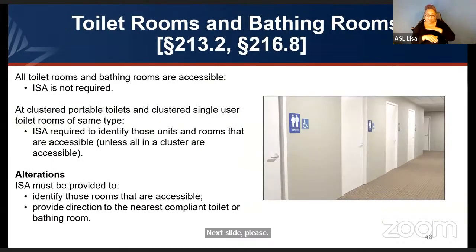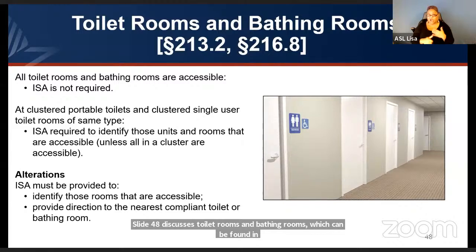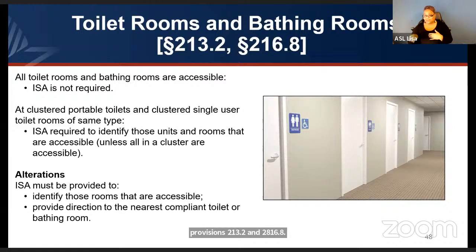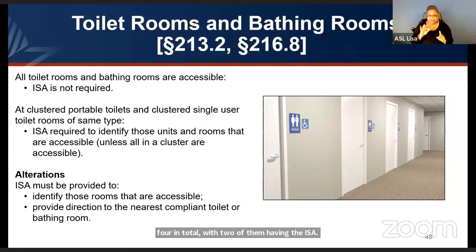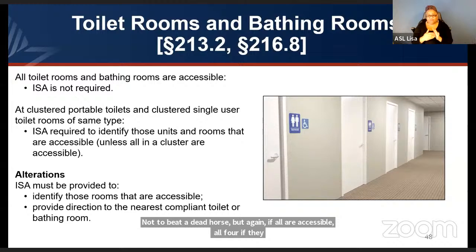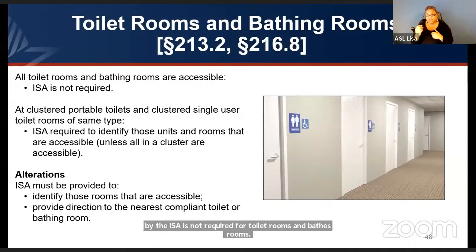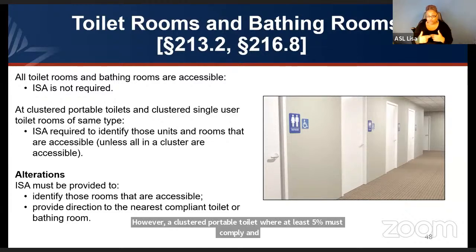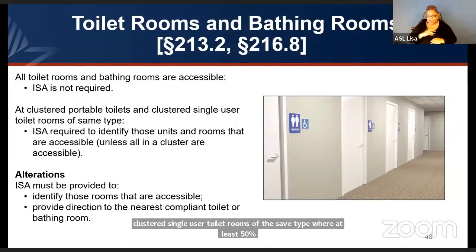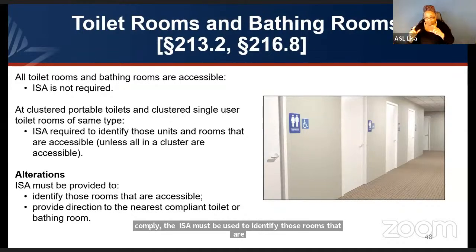Slide 48 discusses toilet rooms and bathing rooms, which can be found in provisions 213.2 and 216.8. The image on this slide shows a hallway of clustered single-user toilet rooms, 4 in total, with 2 of them having the ISA. Not to beat a dead horse, but again, if all are accessible, all 4 if they were accessible, which is often the case in new construction, designation by the ISA is not required for toilet rooms and bathing rooms. However, at clustered portable toilets, where at least 5% must comply, and clustered single-user toilet rooms of the same type, where at least 50% comply, the ISA must be used to identify those rooms that are accessible. Again, unless all in a cluster are accessible.